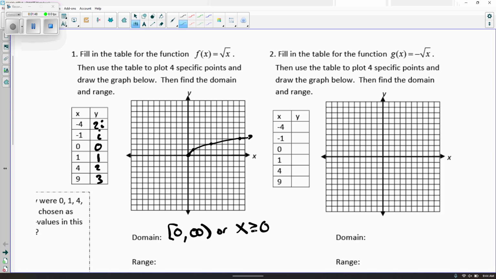What about your range? Where's the bottom of this graph? Same exact thing. But as you write it as a range, you have to use what letter? The y.